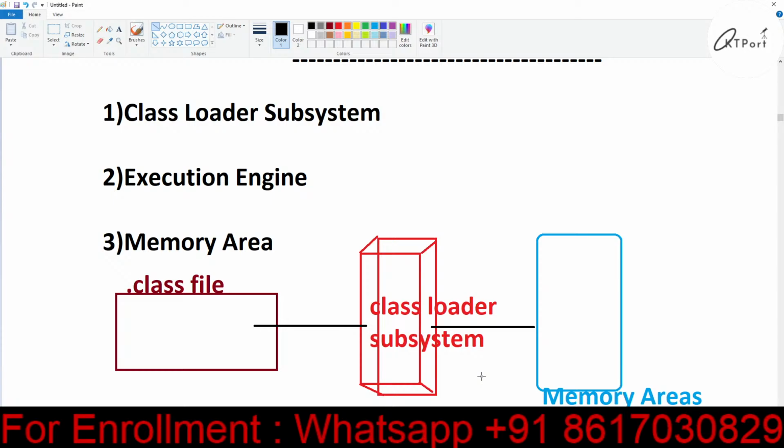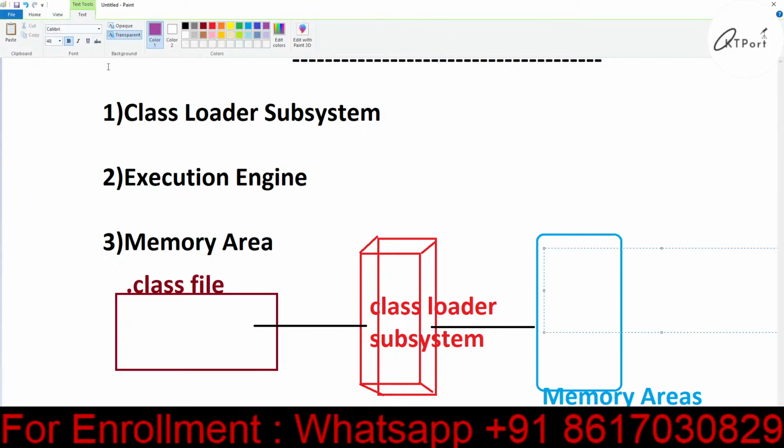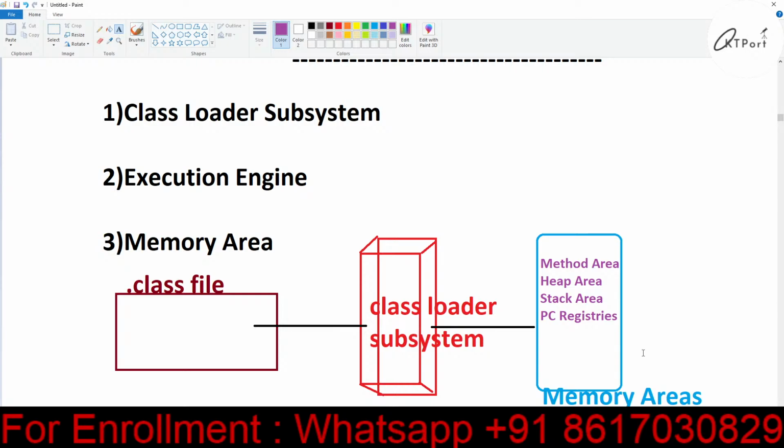And what are the memory areas we have? We have many different memory areas, and I'm going to give names to some of them. First is the method area. You don't need to remember all of these. Heap area, you need to remember, because all the objects are found here. Then the stack area, then we have something called PC registers.